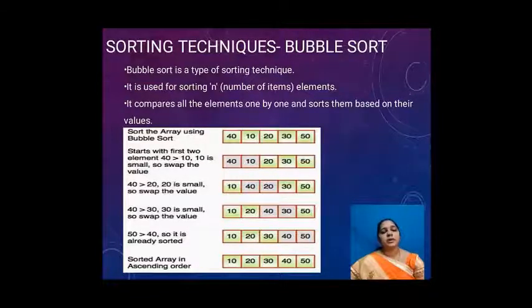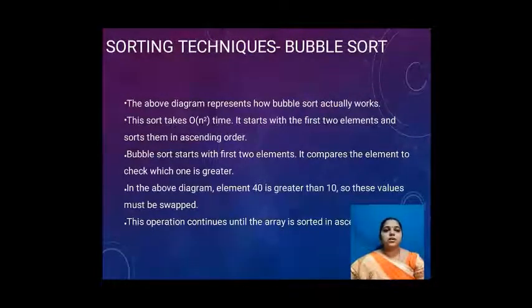Now 40 is compared to 50. Since 40 is less than 50, there is no need for swapping. Finally, we get an ascending order sorted array as 10, 20, 30, 40 and 50. So this is the method of the bubble sort. Here it takes the time of order of n square.